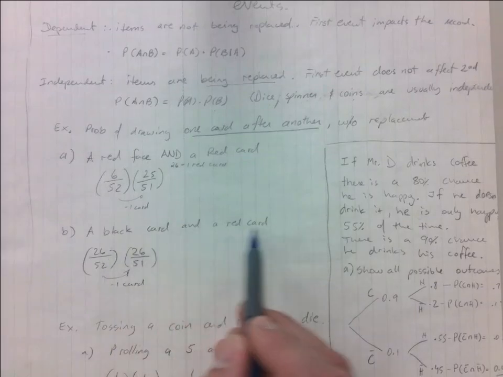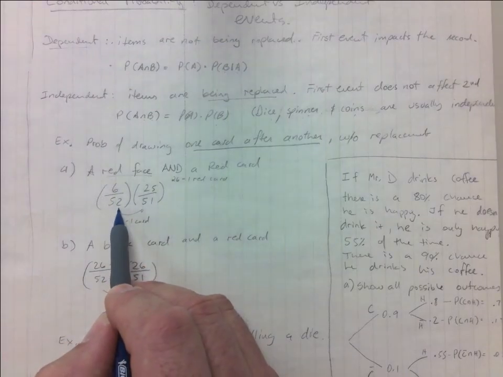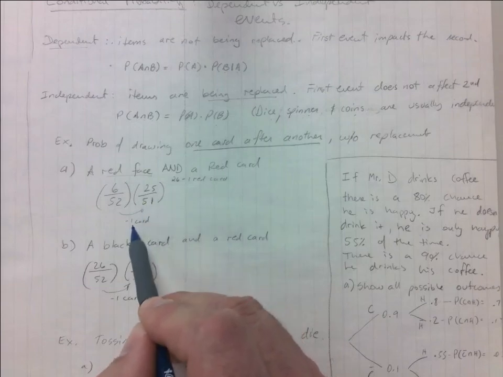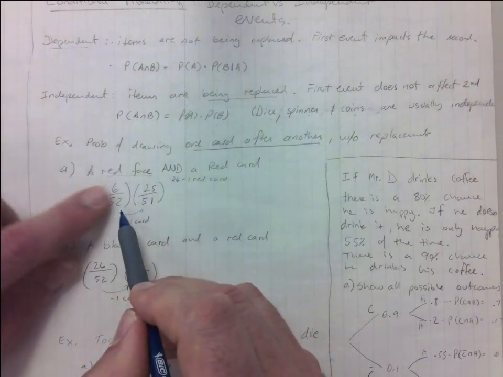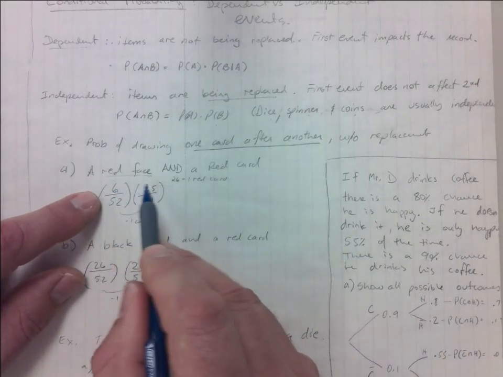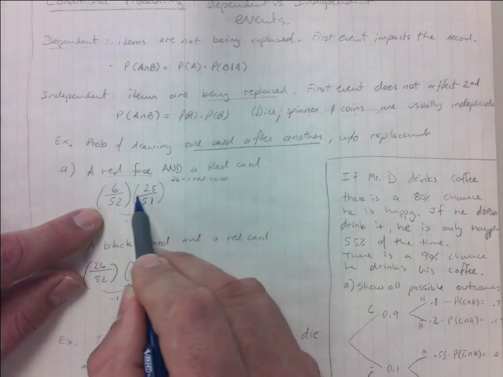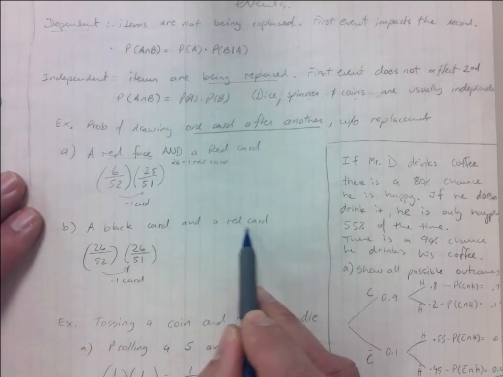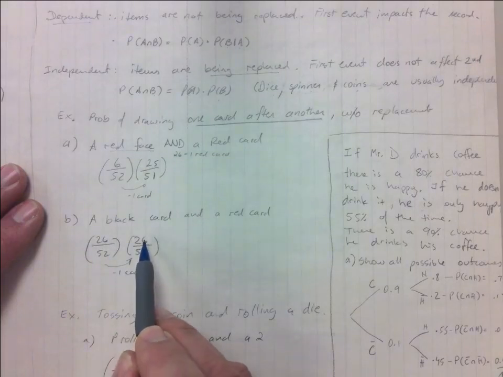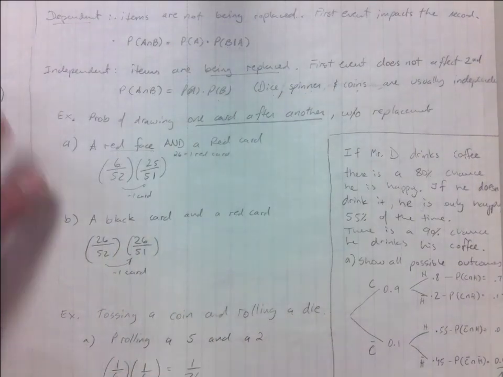A black card and a red card. Sorry, let's go back to this one. Red face, there are 6 out of 52, and a red card. You're down to 51 cards for sure. You lost a card because you grabbed one. And since the first one was a red card as well, you're down to 25 red ones now, right? You indicate that. So that's how you would do that. A black card and a red card, it's 26 over 52. And you still have all red cards, but you're down to 51 because 1 card was removed from the total.